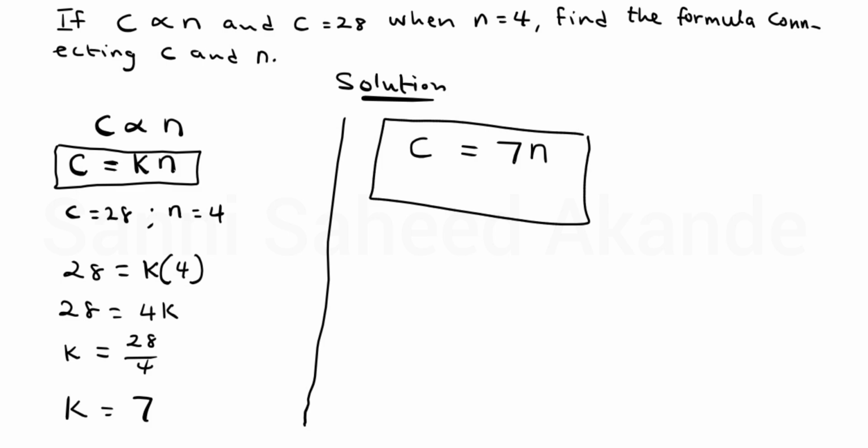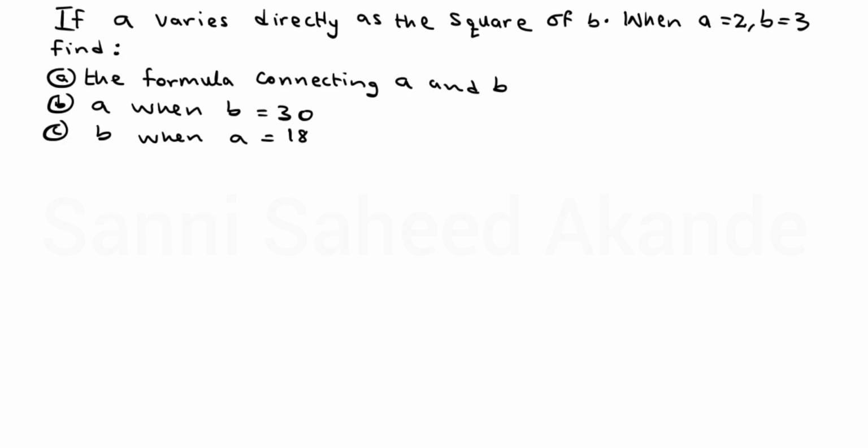Understood? So let's continue. If A varies directly as the square of B, when A is equal to 2, B is equal to 3, find A, the formula connecting A and B; B, A when B is equal to 30; C, B when A is equal to 18. So let's solve this together. Solution.